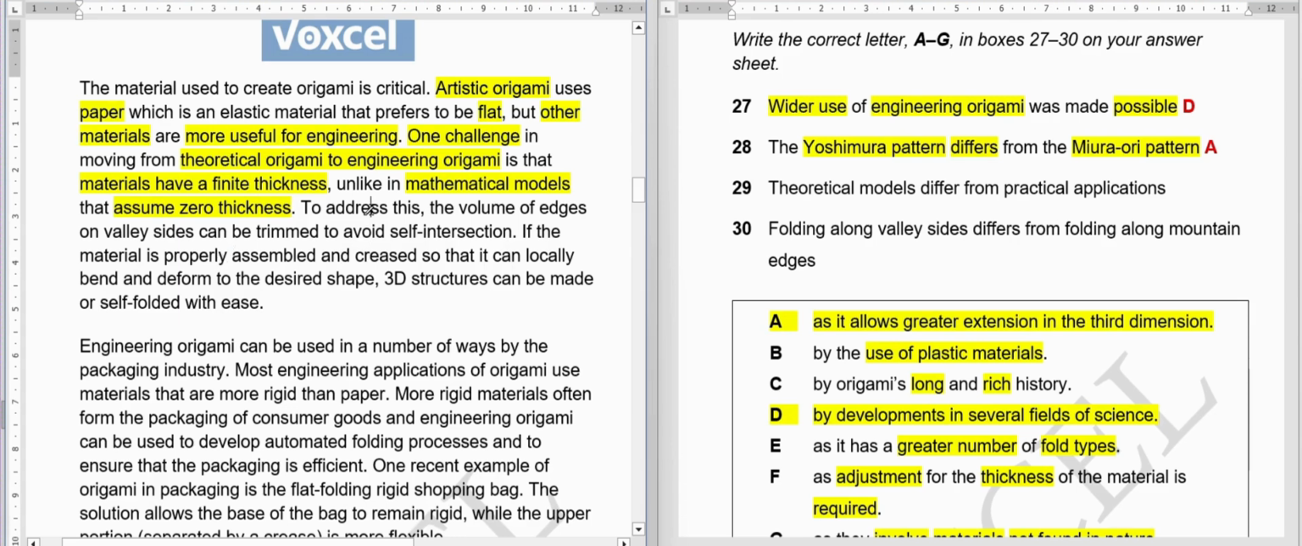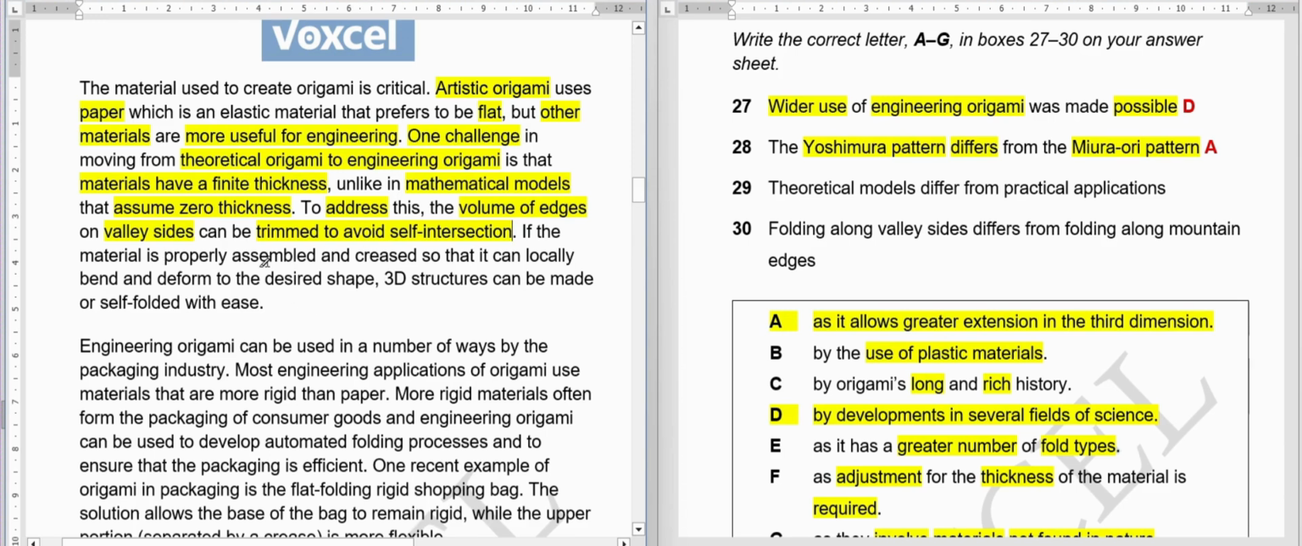To address this, so address meaning to say solve, the volume of edges on valley sides can be trimmed to avoid self intersection. So the volume of edges, the corners of the particular material, can be trimmed to avoid self intersection if material is properly assembled and creased so that it can locally bend and deform to the desired shape. 3D structures can be made or self folded with these.